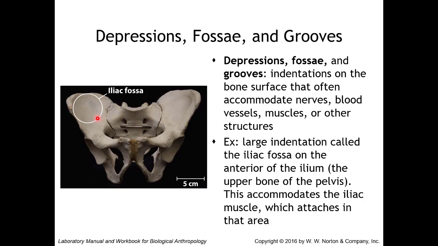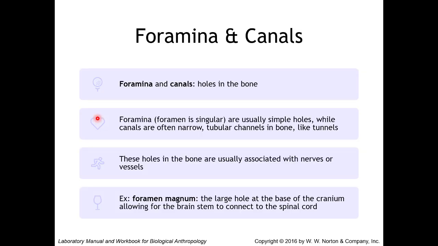So, depressions, fossae, grooves. Then we have foramina and canals. These are holes in the bone. Foramina is plural; foramen is singular. These are usually simple holes, while canals are often narrow tubular channels in the bones. These are like tunnels. These holes in the bone are usually associated with nerves or vessels.